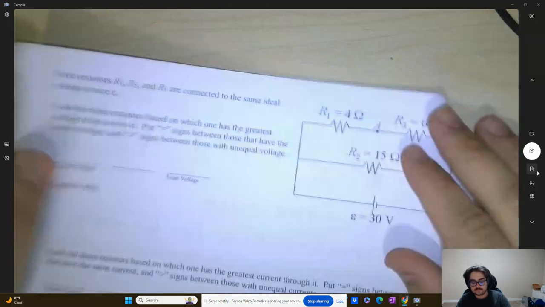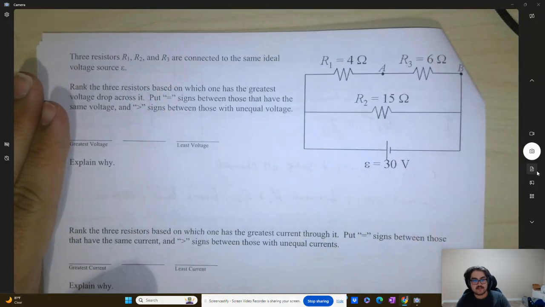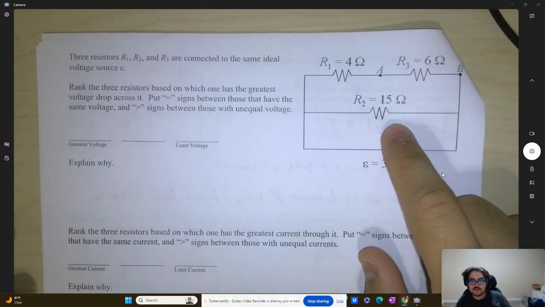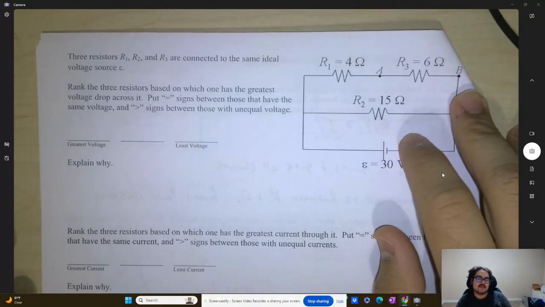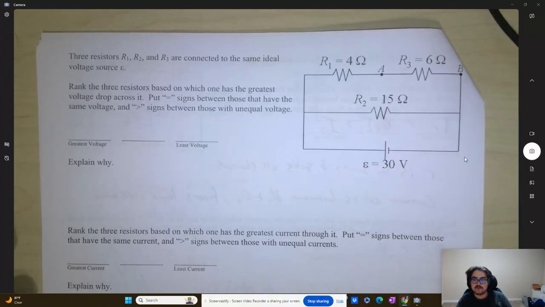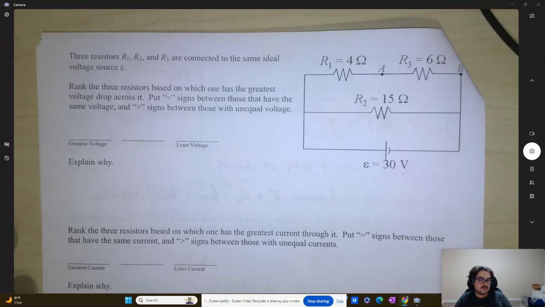3 resistors connected to the same ideal voltage source epsilon. Rank the 3 resistors based on which one has the greatest voltage drop across it. Just pretty standard, right? Well, first off, you'll notice that we have two separate parallel branches, and you might be thinking, wait, so the voltage is going to be the same in all of these, because they're all in parallel. Well, not necessarily, because 1 and 3 are not in parallel with each other.